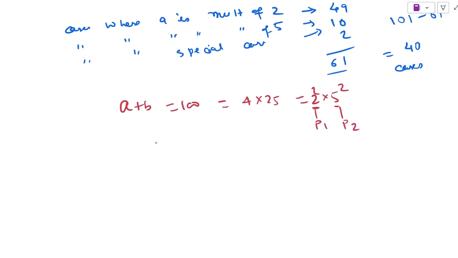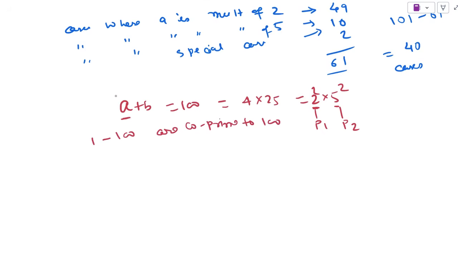Now to find out numbers which are coprime with 100. Suppose a is a number and a needs to be coprime with 100, right? So how many numbers between 1 to 100 are coprime to 100, right?